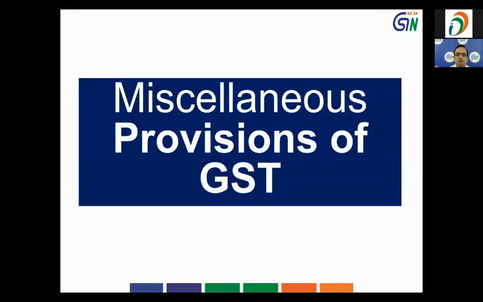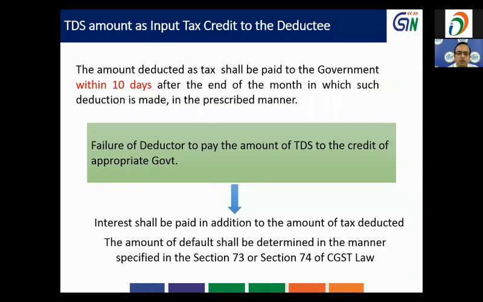Now we will cover the miscellaneous provisions related to TDS under GST. As you know, the TDS has to be paid to the government within 10 days after the end of the month in which the deduction has been made, in the prescribed manner.